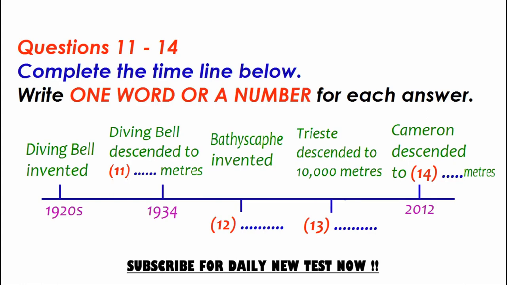So, the next development after the diving bell was the bathyscaphe, a small manned submarine invented in the 1940s. The difference between the two was that the bathyscaphe had its own power source, which allowed the scientists to investigate in the depths of the ocean more freely. A bathyscaphe called the Trieste reached a record depth of 10,000 metres in 1960. Since then, a new record has been set by James Cameron, who descended to a depth of 11,000 metres for the first time in 2012.